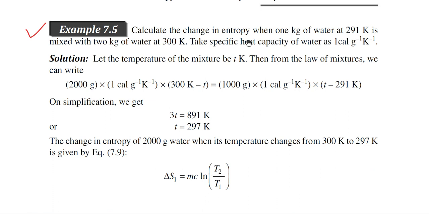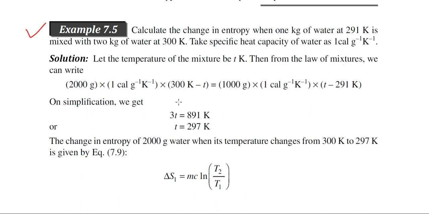Calculate the change in entropy when 1 kg of water at 291 Kelvin is mixed with 2 kg of water at 300 Kelvin. The specific heat capacity of water is given. So you see that it is the same problem, a problem regarding a mixture. One system will lose some heat and another system will absorb some heat, because one system is at higher temperature, 300 Kelvin, and another system is at lower temperature.